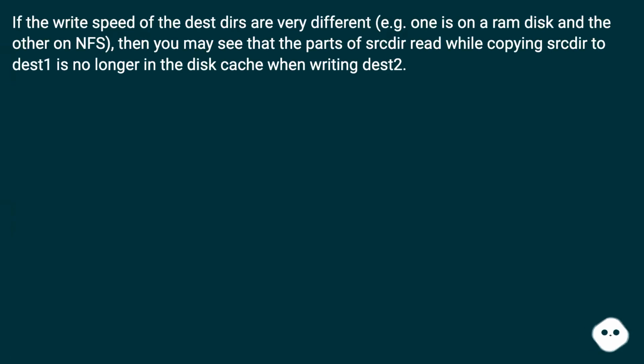If the write speed of the dests are very different, e.g. one is on a RAM disk and the other on NFS, then you may see that the parts of srcdir read while copying srcdir to dest1 are no longer in the disk cache when writing dest2.